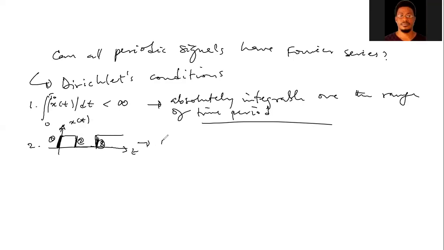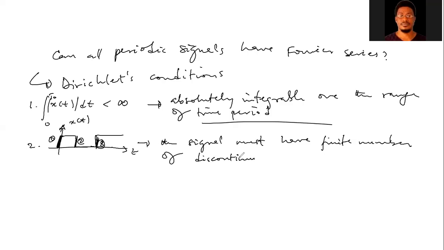So the signal must have a finite number of discontinuities over the range of time period. And this is the range of time period, 0 to t0. So we have 1, 2, 3. Then the signal repeats itself again.